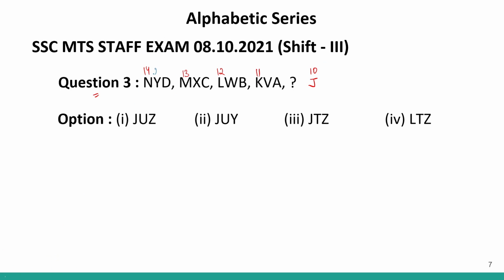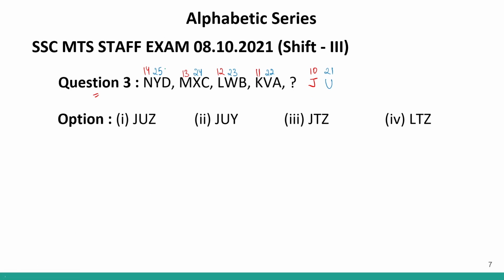Y is how much? Y is 25, X is 24, W is 23, V is 22. So here also I am seeing from 25 to 24 to 23 to 22, I am going minus 1. So now I will go minus 1 back to 21. And at 21 I will have U. Correct? Now let us look at the third one.